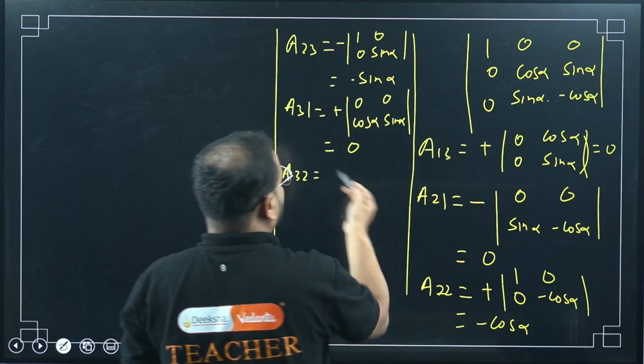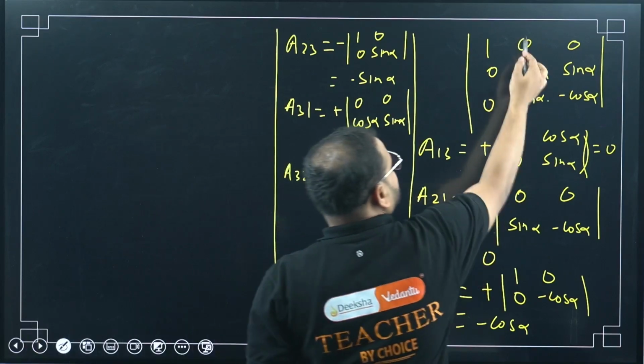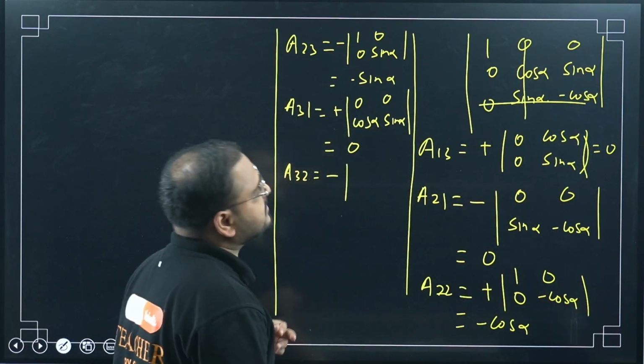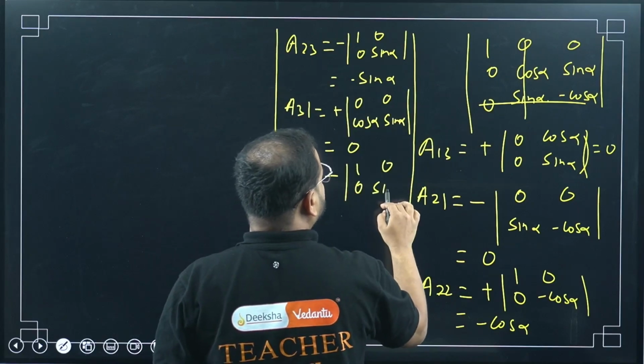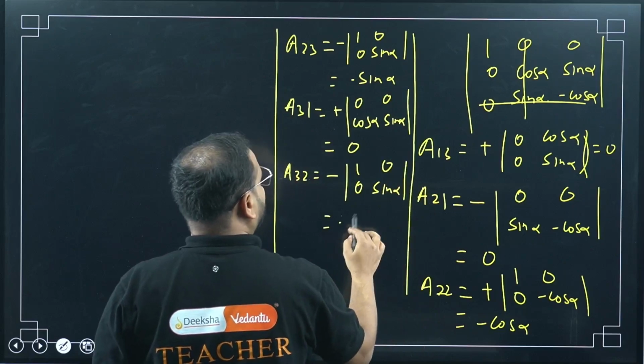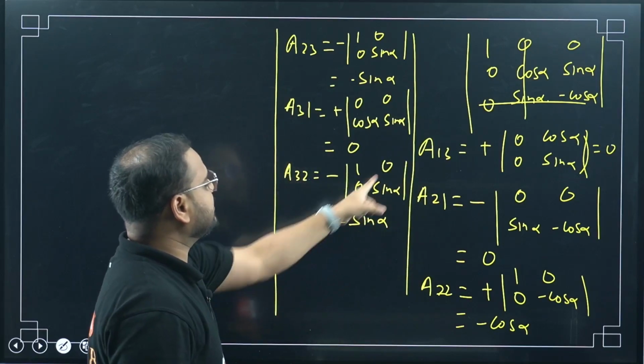A32 is odd, right? 3 plus 2 is odd, so negative sign. I have to cancel this and this. Please check. 3 2 is cancelling this and this. 1 0 1 0 0 sin alpha. How much is this? Minus sin alpha. Please check here. 1 into sin alpha is sin alpha with a minus sign, and 0 0 will be 0.